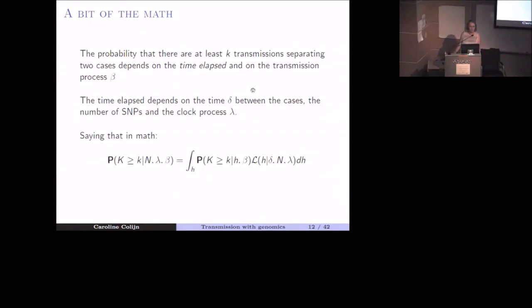So we use this part to write down the likelihood for the time H of divergence. That depends on our case timing, our number of SNPs, and our clock. And then from that, we get the probability for the number of transmissions that are in between. So the probability that our number, capital K, is bigger than little k. All right, so that just says in math what this said in words about what depends on what.